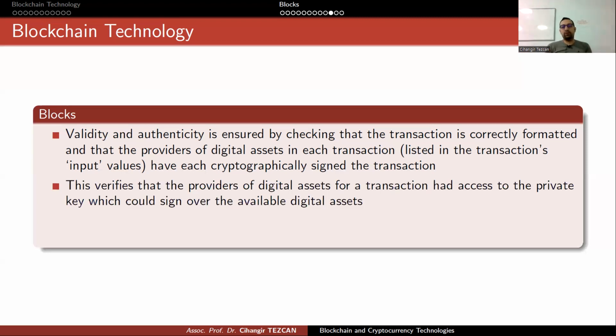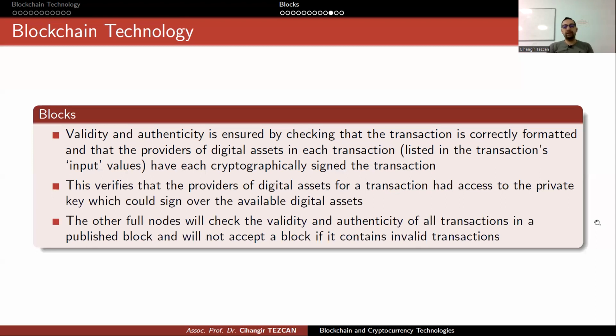This verifies that the providers of digital assets for a transaction had access to the private key which could sign over the available digital assets. The other full nodes will check the validity and authenticity of all transactions in a published block and will not accept a block if it contains invalid transactions. Okay. So the security comes from digital signatures, in other words.